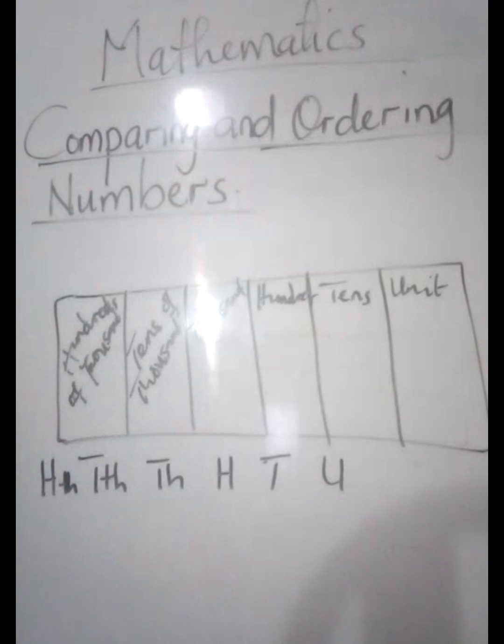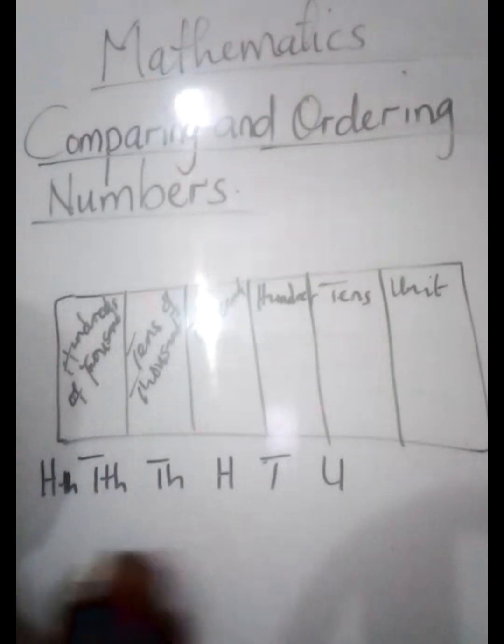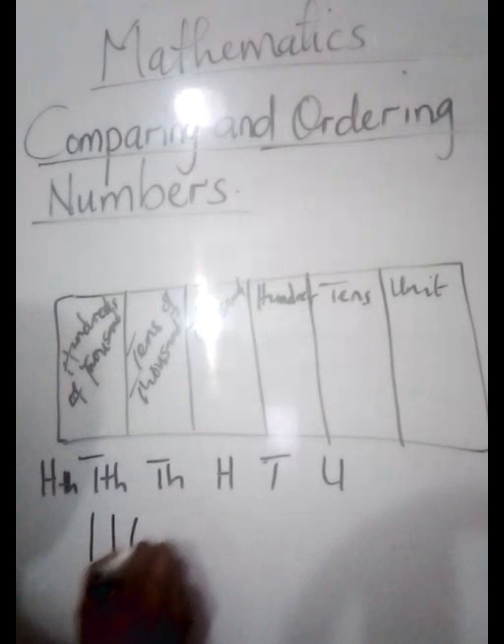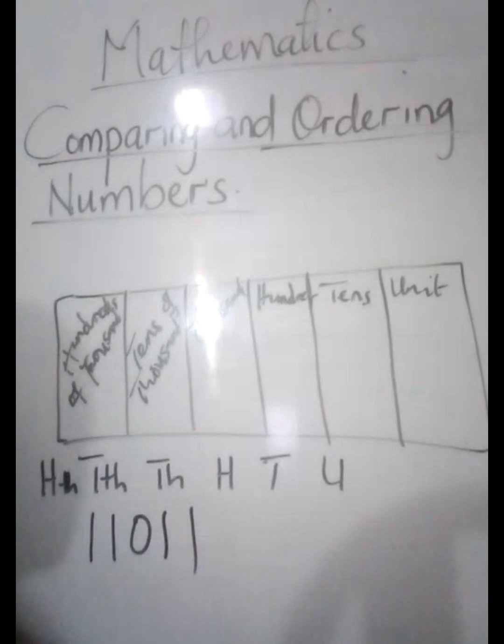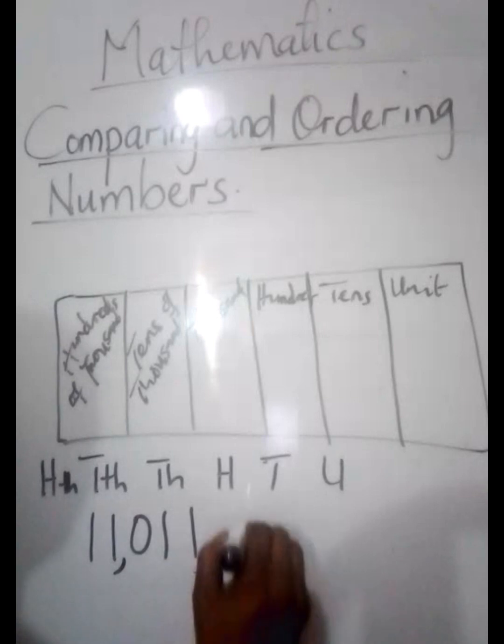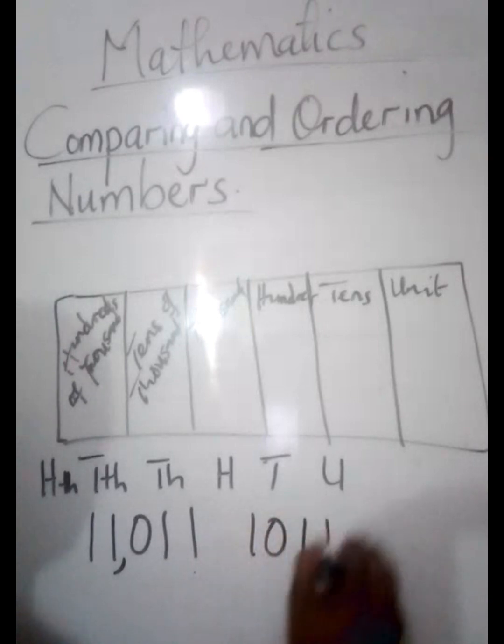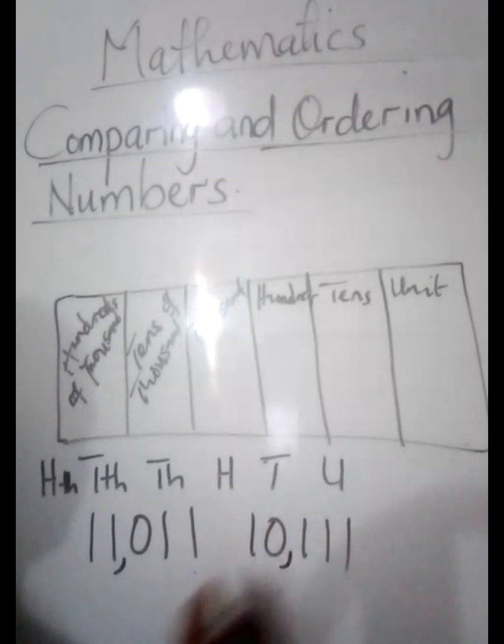Now, if you are given two numbers, for instance, how do you know which one is bigger, especially if they have similar digits? How will you know? For instance, let's take an example. You have 11,011. That is a number, right? 1, 2, 3. You put your comma here. And you have another, 10,111. And then you have your comma here.